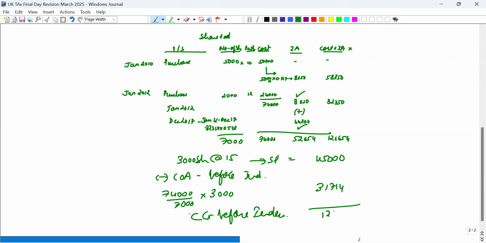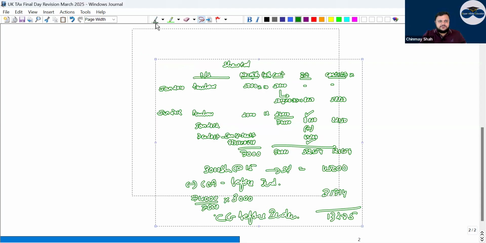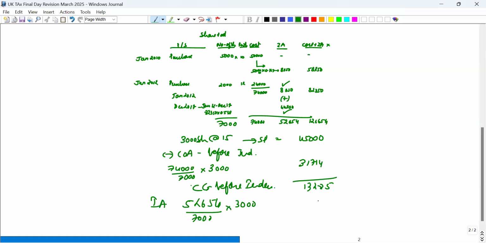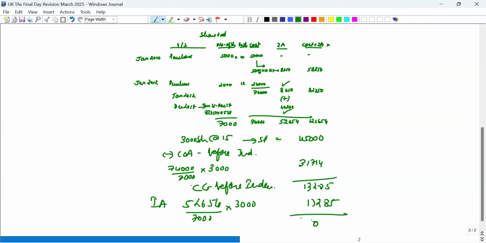13,285. Then I will say what? Total indexation for 7,000 shares is how much? 52,654 for 7,000 shares. How much for 3,000 shares? Indexation allowance, tell me. It will be more than 13,000, I think. 22,566. But it will be restricted to what? 13,000 to 32. 0 will be the CG.